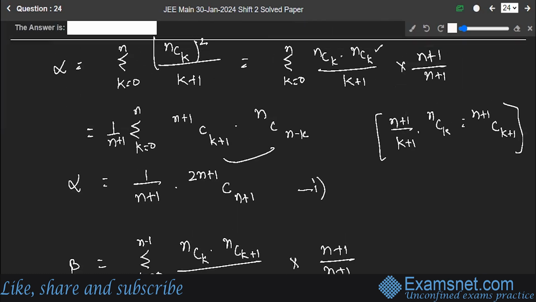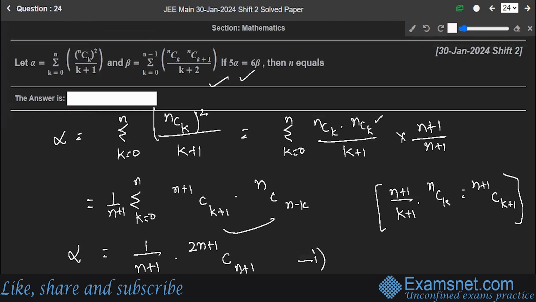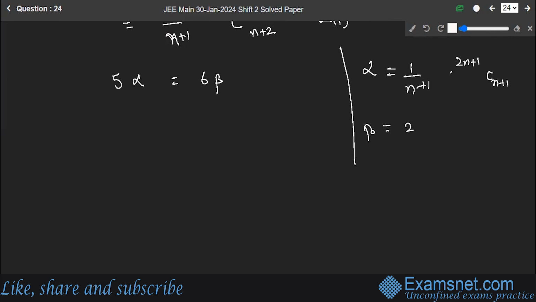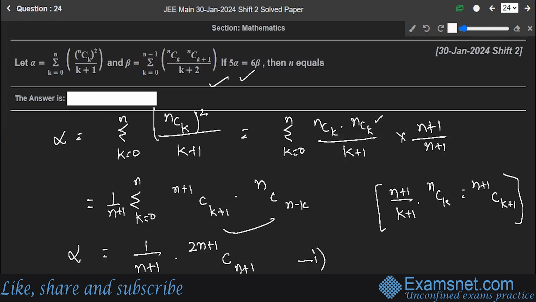We got the simplified values for alpha and beta, and you are given 5 alpha is equal to 6 beta. Once again, write down the values. Alpha is 1 upon (n plus 1) into 2n plus 1 C n plus 1. And beta came out to be 1 upon (n plus 1) into 2n plus 1 C n plus 2. Right. So let's use this equation. What I have to find out is n.